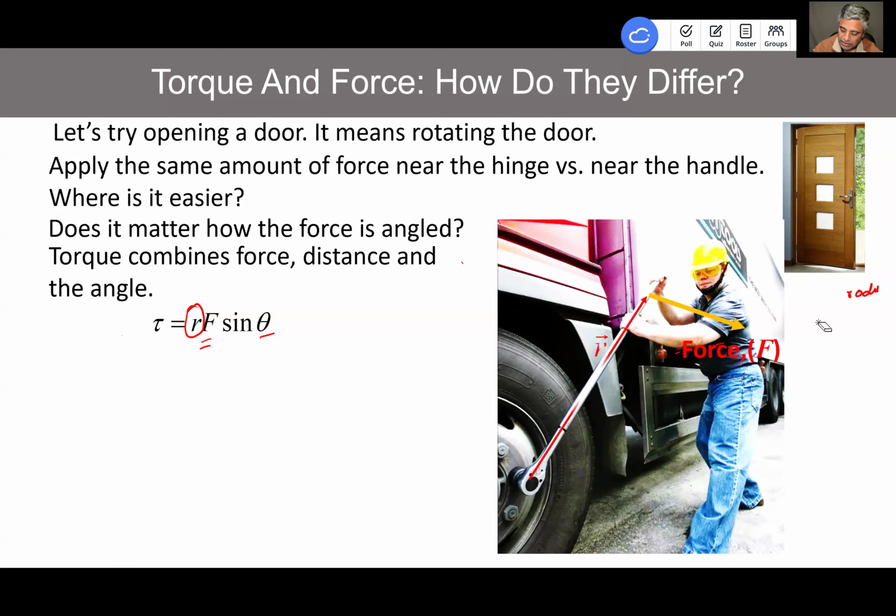So here, let's say this person is applying force something like this. So R is from the axis of rotation to the point of application of force. Okay? So that's called the axis of rotation, a point or the line about which something rotates. In this case, the knob is rotating about this axis over there. So this line passing through the center of that knob is called the axis of rotation, okay?